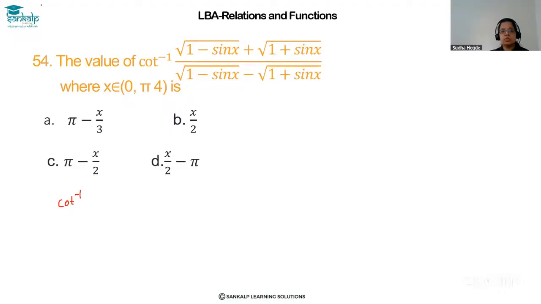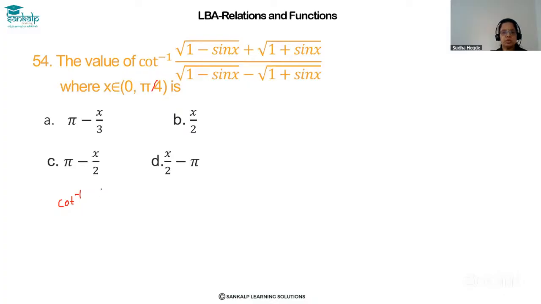Hi students, the question is the value of cot inverse square root of 1 minus sin x plus square root of 1 plus sin x divided by square root of 1 minus sin x minus square root of 1 plus sin x, where x belongs to 0 to pi by 4, is option A 5 minus x by 3, option B x by 2, option C 5 minus x by 2, option D x by 2 minus 5.